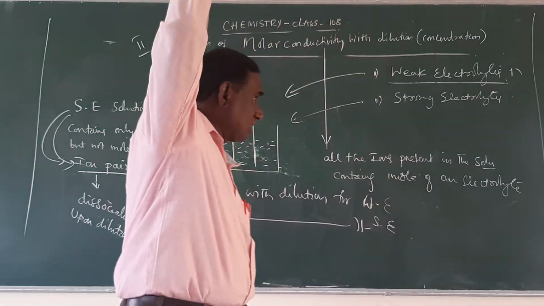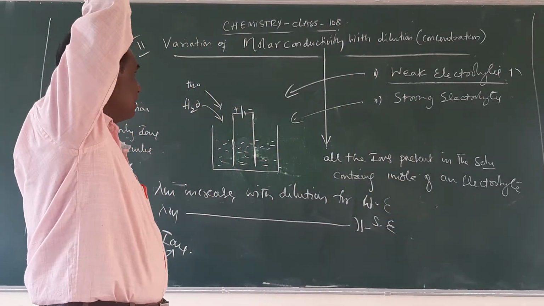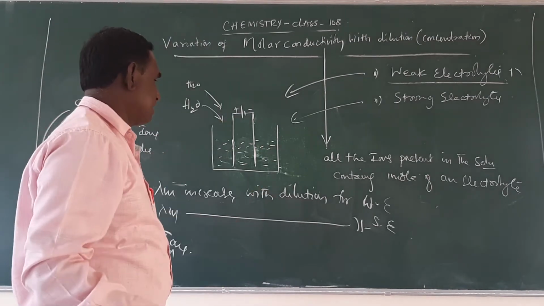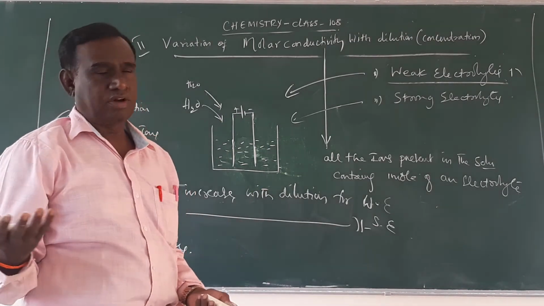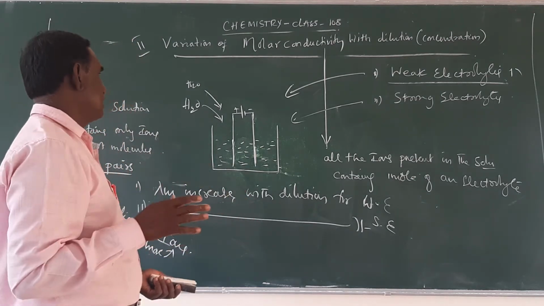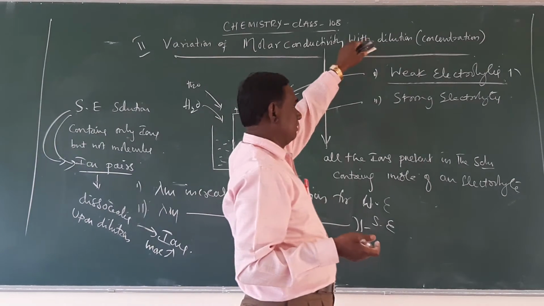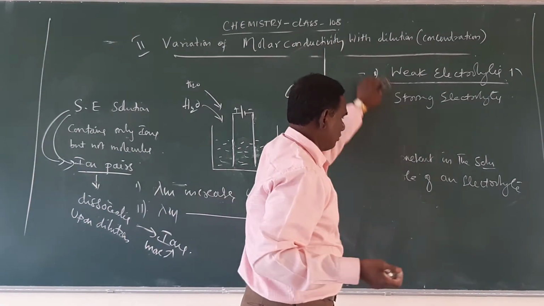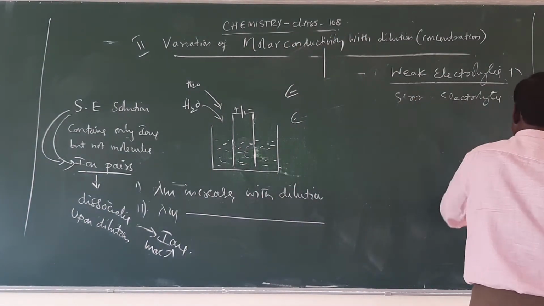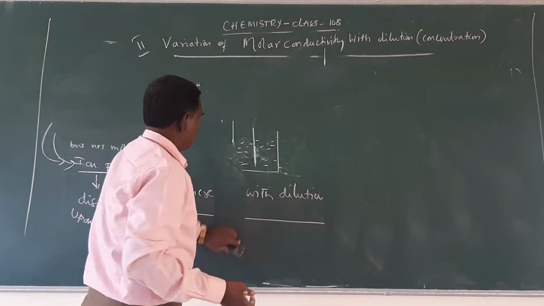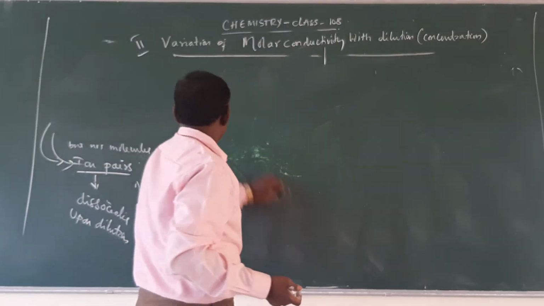That means we come to the conclusion that molar conductivity increases with dilution for weak electrolytes as well as for strong electrolytes. That is how you can explain the variation of molar conductivity with dilution, both for weak and strong electrolytes. After this, we will have one more concept to see, that is limiting molar conductivity.